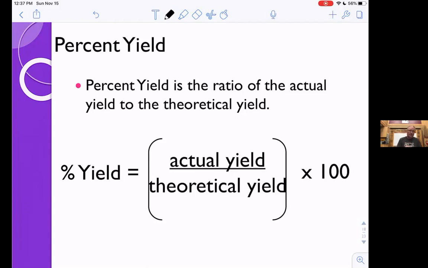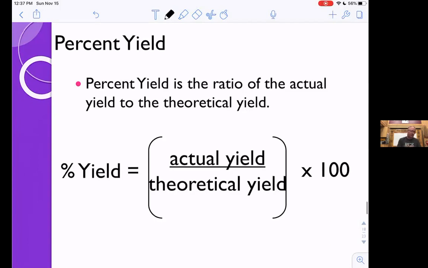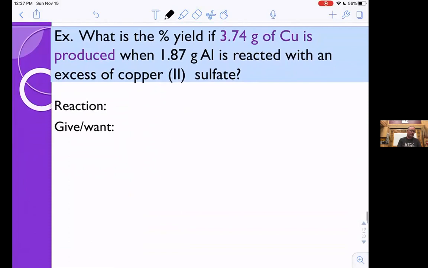Remember that your theoretical is your calculated, and your actual is either going to be told to you, which it would be on an exam, or I could give you experimental data and you would have to use that as your actual yield. So let's go try an example. What is the percent yield if 3.74 grams of copper is produced when 1.87 grams of aluminum is reacted with excess copper 2 sulfate? Okay, good. We're not given two reactants here. We're only given one, and we're told the other's in excess. So we don't have to do a limiting reagent problem here, which is a good thing.